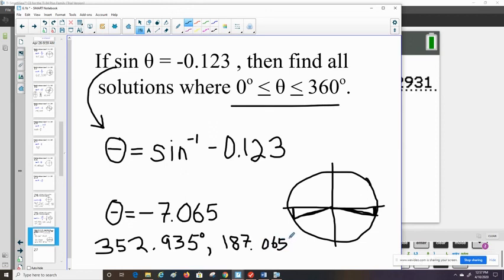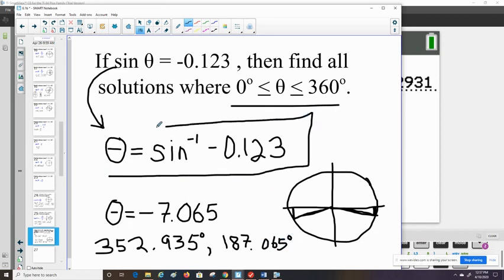So that is the idea for problems like that. Your calculator will only give you one of them. Your calculator will only give you the principal value. You're going to have to use what you know about the unit circle, sines, cosines, to figure out the other one.